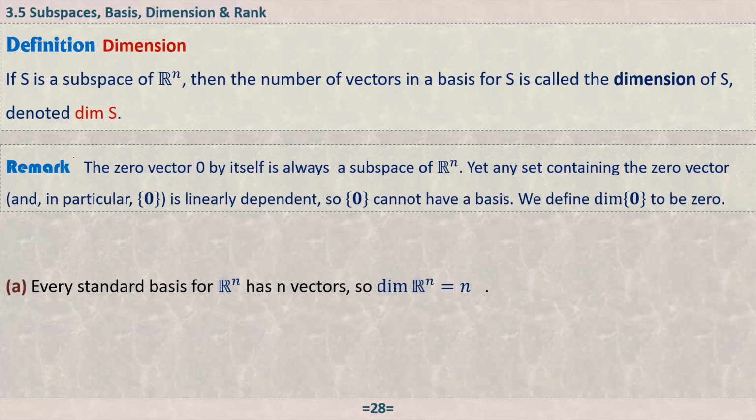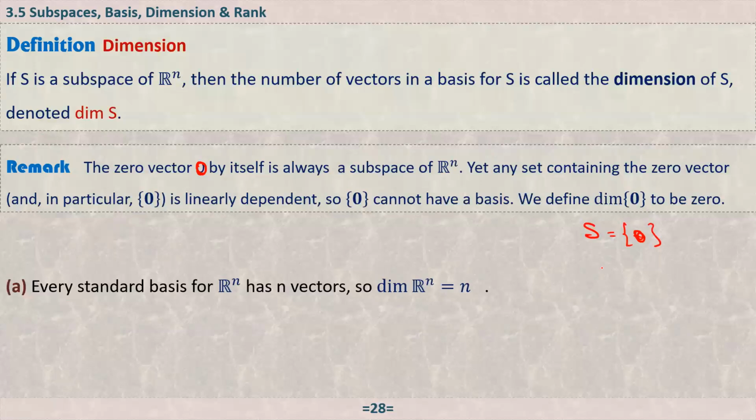Now here we have a remark. Immediately we can think about a subspace that has only one element, that is zero. What can I say about zero? The zero vector, in boldface, by itself is always a subspace of Rm, right? Why? Because when we talk about this subspace, let me just write here S, and it has only one element, that is the zero vector. It's not a scalar, it's a zero vector.